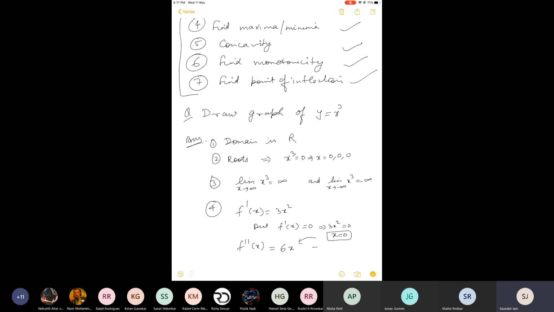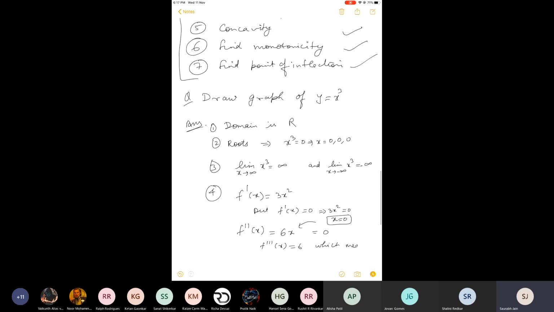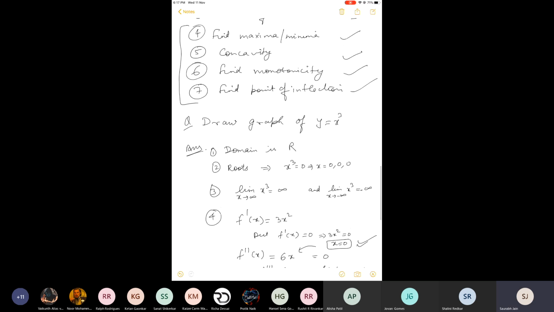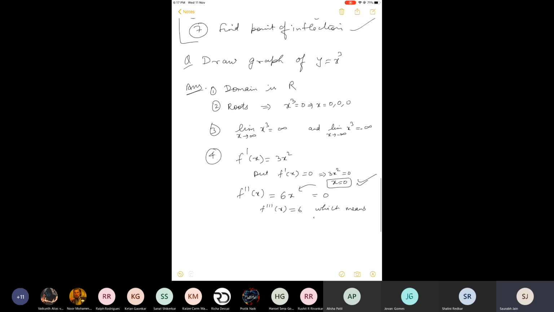You put 0 here, you get 0. And f triple dash x is 6, which means x equal to 0 is a point of inflection and there is no maxima minima, because only one point is coming, 0. So there is no question of the fourth step, maxima minima. There is no maxima minima. Point of inflection. So fourth and seventh are covered at the same time, which means x equal to 0 is a point of inflection.